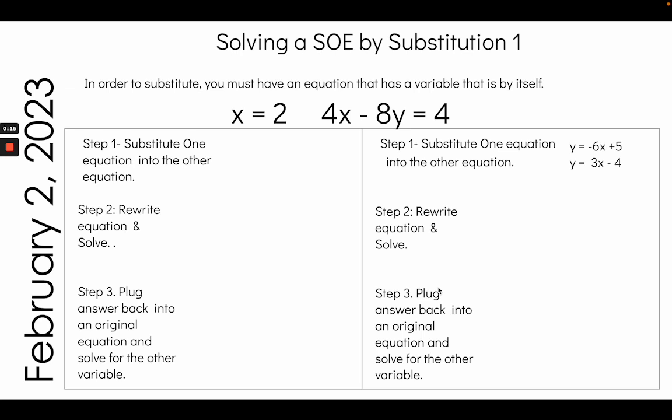This is a blue foldable, so you're going to need your foldable or graphic organizer to take notes, a pencil, and a calculator if you use a calculator. So pull out a highlighter and let's start talking about the rule of substitution.